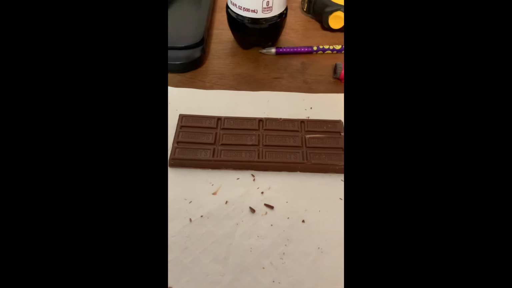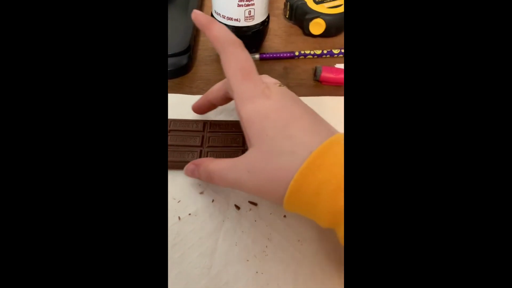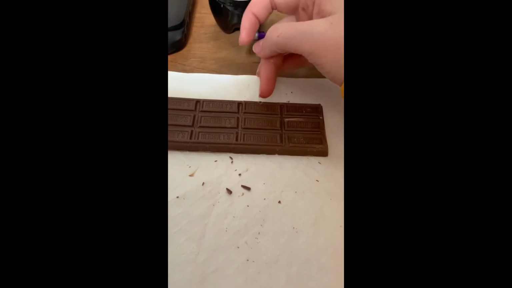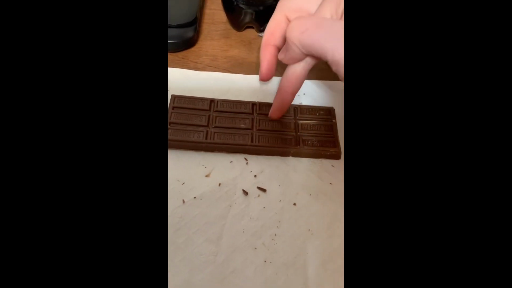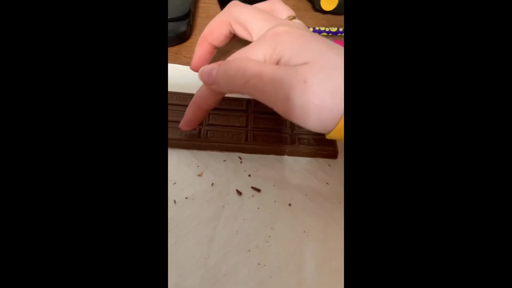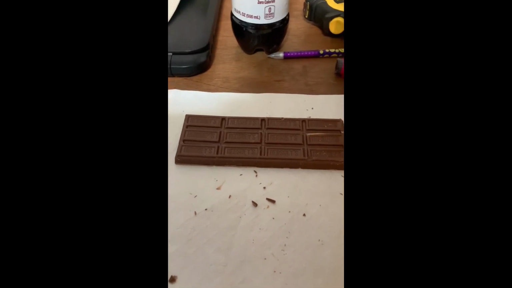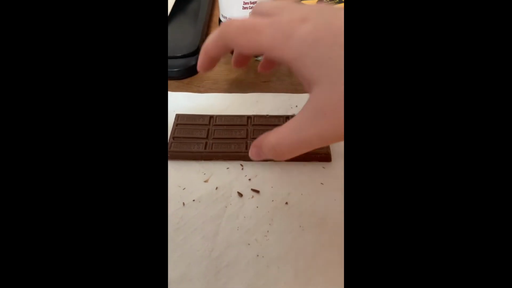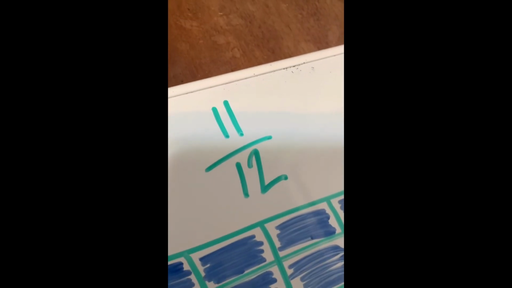So here we have our Hershey bar with its 12 parts of the whole. We will count them to make sure that there are 12. So we have 1, 2, 3, 4, 5, 6, 7, 8, 9, 10, 11, 12. So there are in fact 12 pieces of this Hershey bar, so 12 parts to make up the entire Hershey bar as a whole. Now, if you'll recall, our fraction was 11/12.